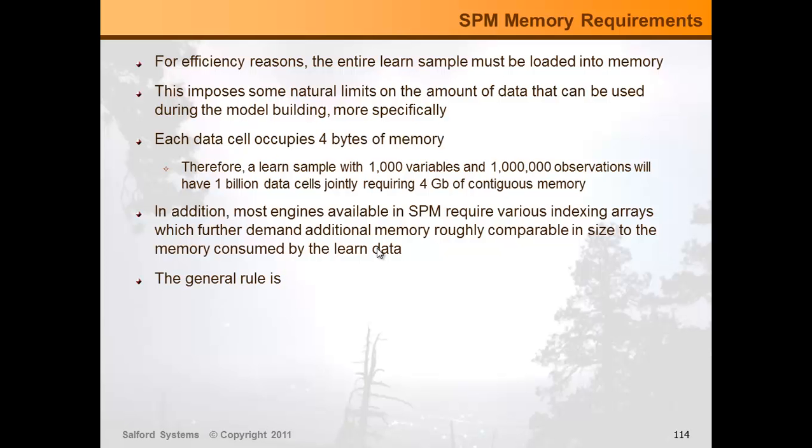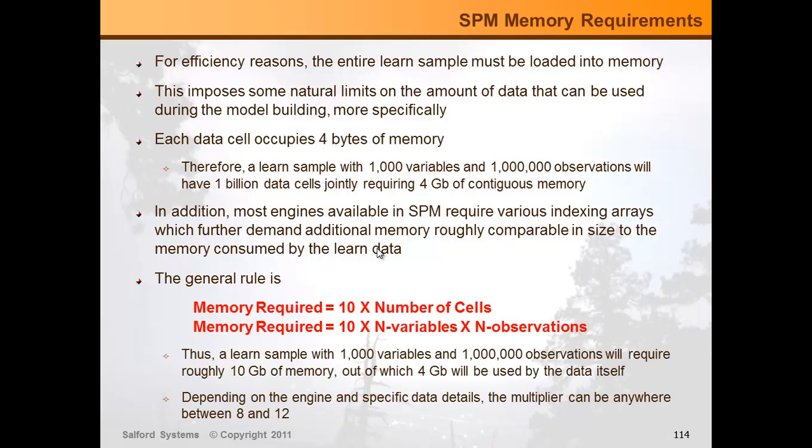Therefore, we could say that the general rule as far as the memory requirements go would be the following. The total memory required by any of our engines is roughly 10 times the number of data cells, and that's basically the memory required in bytes. Now, the number of cells is naturally the number of variables times the number of observations, and therefore if you have a learn sample, again going back to the original example of 1,000 variables and 1 million observations, that will jointly require roughly about 10 gigabytes of memory, out of which 4 gigabytes will be used by the data itself.